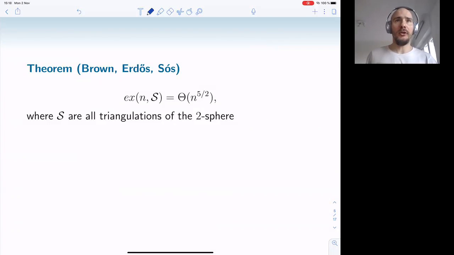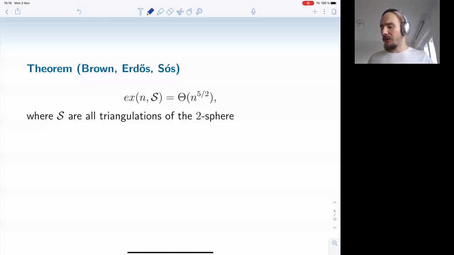solved. It was solved a long while ago by Brown, Erdős, and Sós, who actually showed that this extremal number for triangulations of the two sphere can all be forbidden when the number of edges is slightly below n to the 5/2, and some of them would appear if it's slightly above n to the 5/2. So the extremal number is, up to a constant, n to the 5/2. So why is that? Let's see the proof.